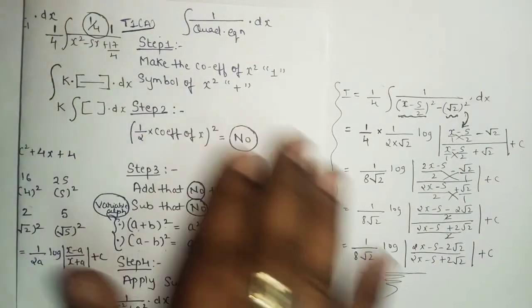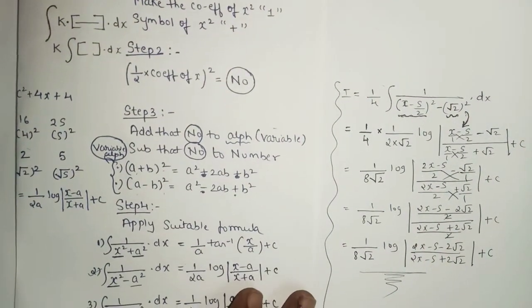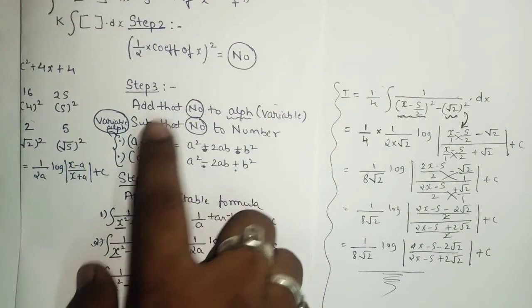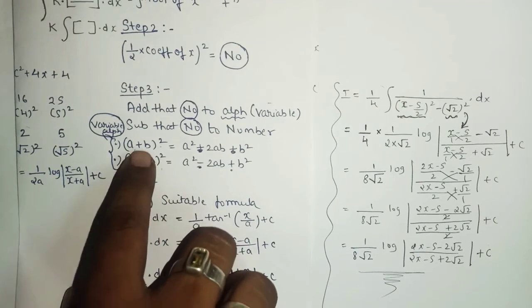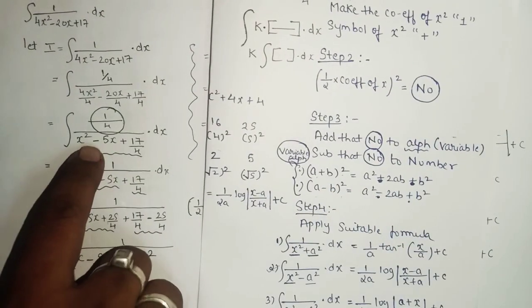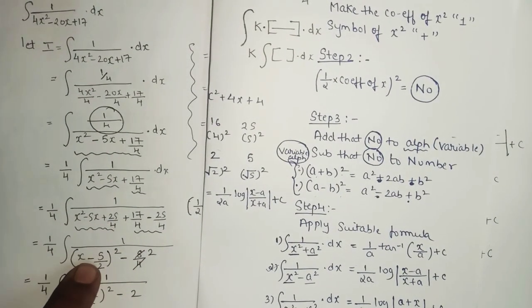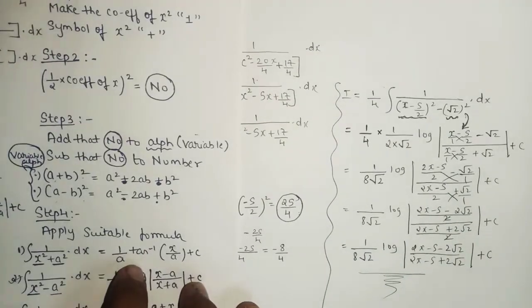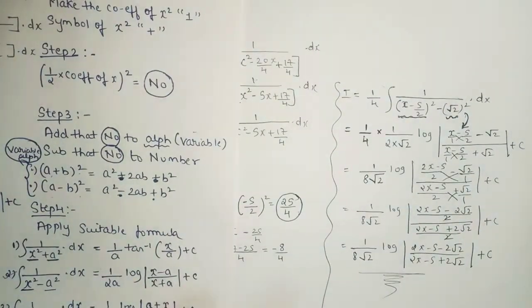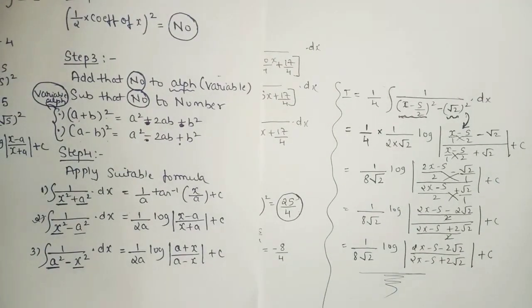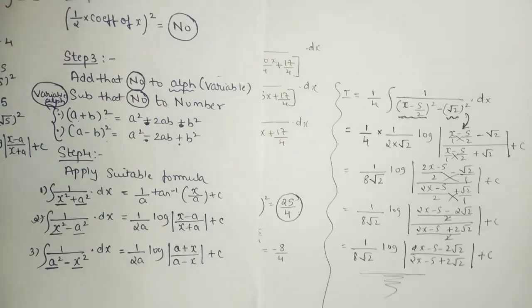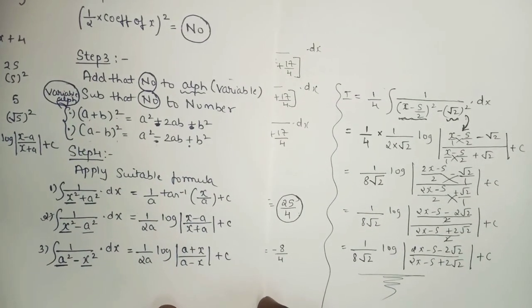As I told, for each and every sum the steps will be the same. After adding the number to the alphabet and subtracting that number to the number, this section will get converted into either the form a plus b the whole square or a minus b the whole square. And after this you have to apply the suitable formula, so you will get the answer. I hope you all understood the second sum also.